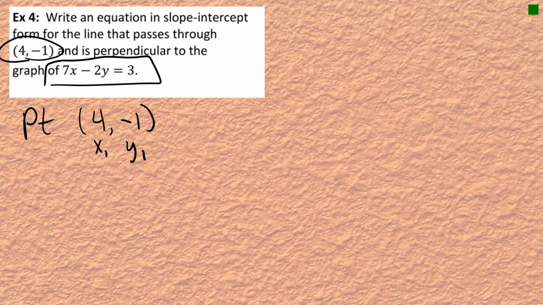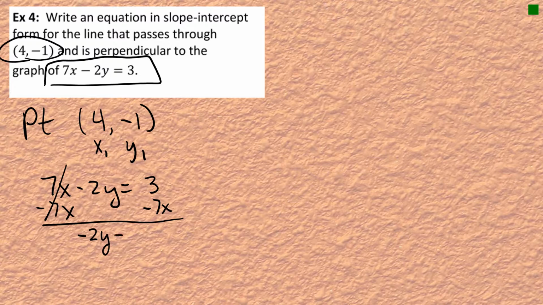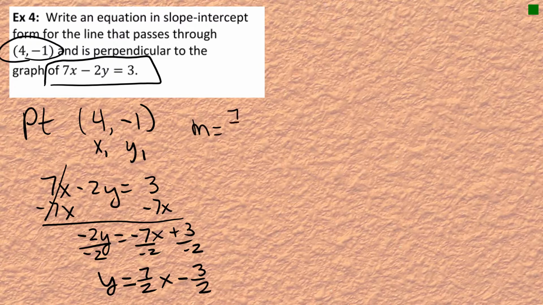I have to solve for y to get that slope. So I have 7x minus 2y equals 3. I'm going to subtract 7x from both sides, so I get -2y equals -7x plus 3. Then I divide by -2 on each term. A negative divided by a negative is a positive, so I get y equals 7/2 x minus 3/2. I can just leave it like that because the only thing I really care about is the slope. So my slope right now is 7/2.